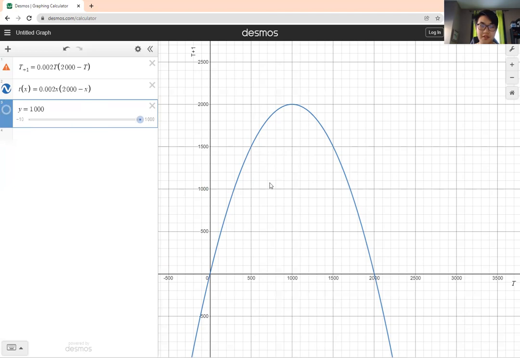Now, the properties of this parabola are quite interesting, and that's what makes it very useful for studying biological populations. As you can see here, when the population is small, like 300, the next year's population will be bigger, like 1,000. Likewise, when the current population is big, the next year's population will be smaller. And that's why this is so good at modeling biological populations.